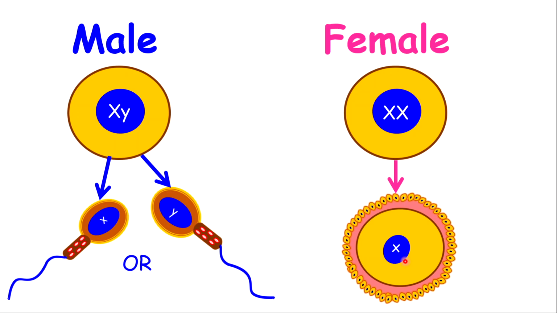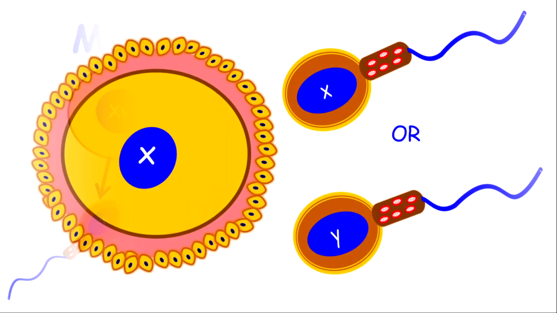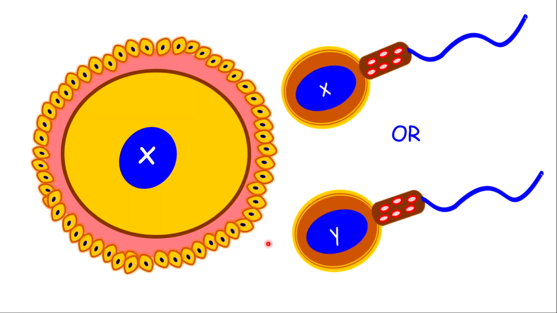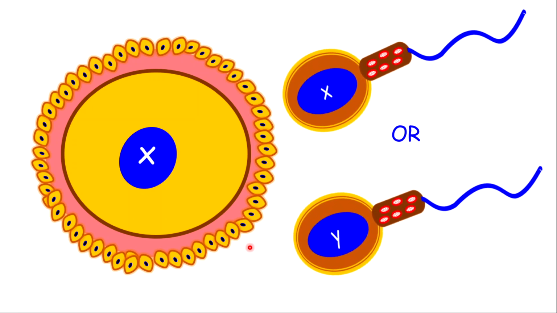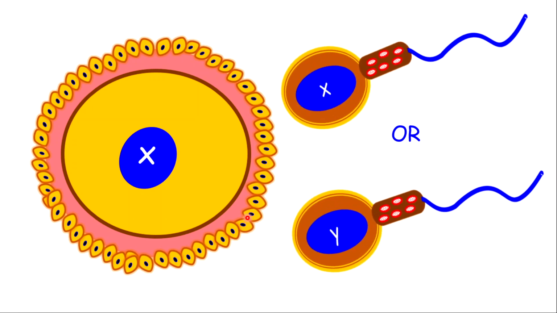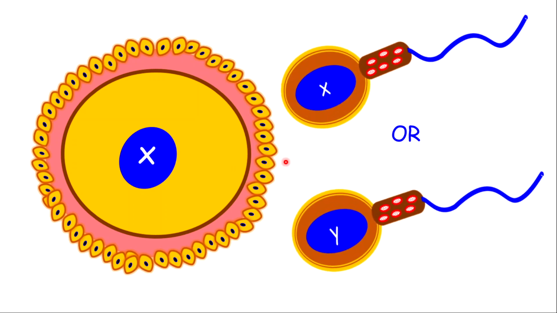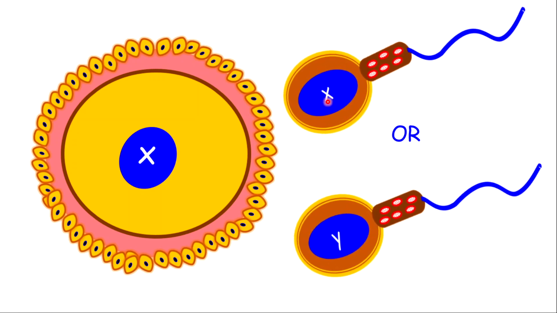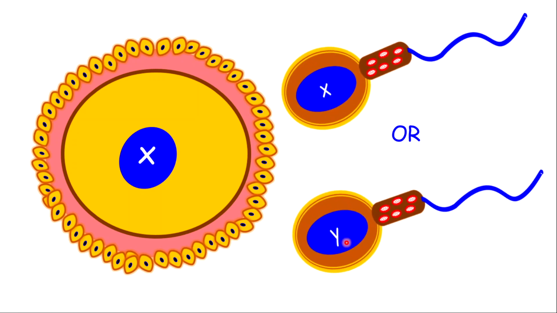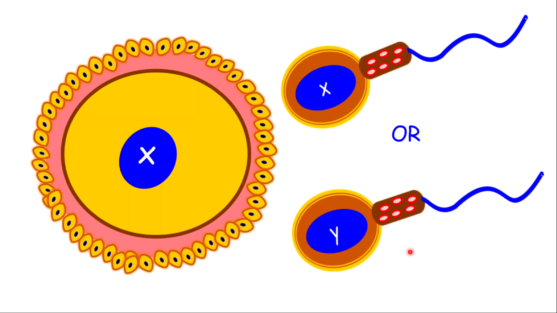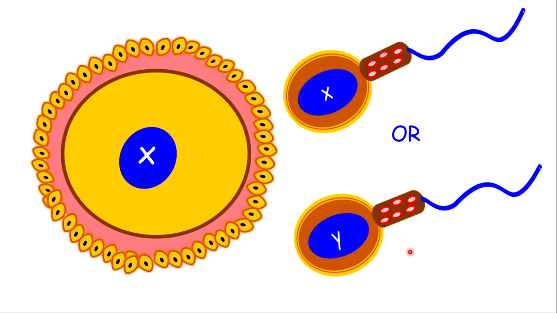All right, let's look at the fertilization process, or the possible results of fertilization. One egg can be fertilized by one sperm cell. So it means that one egg cell can be fertilized by either a sperm cell with an X chromosome or a sperm cell with a Y chromosome. Let's look at how this applies to making twins.